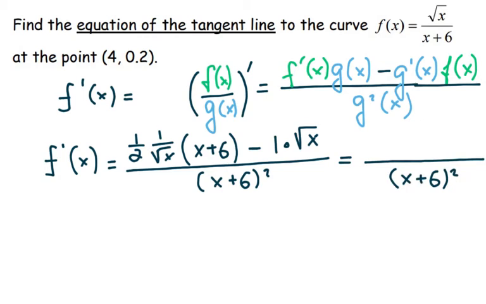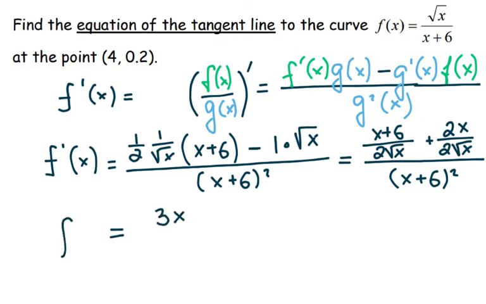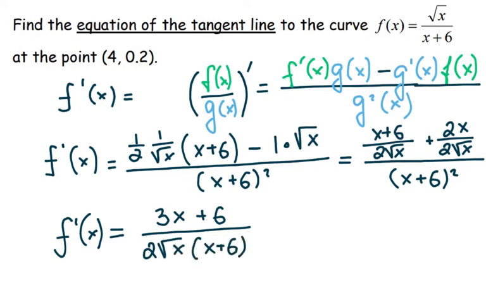If I simplify a little bit, I will have x plus 6 over 2 square root of x, plus 2x, if I multiply the numerator and denominator of the second term of the numerator by 2 square root of x, and I have 2 over the square root of x in the numerator for the second term. And then the derivative of the function is going to be equal to 3x plus 6, and in the denominator I have 2 square root of x times x plus 6 squared.